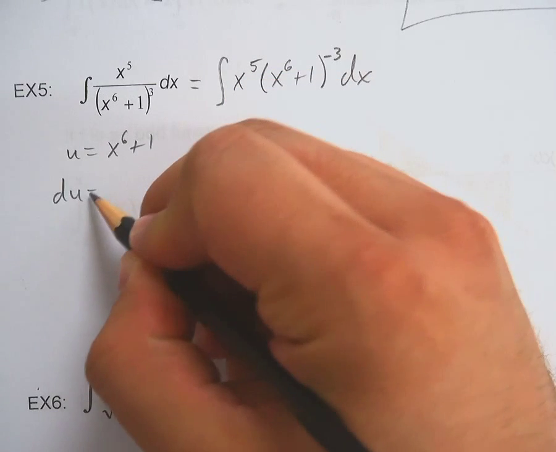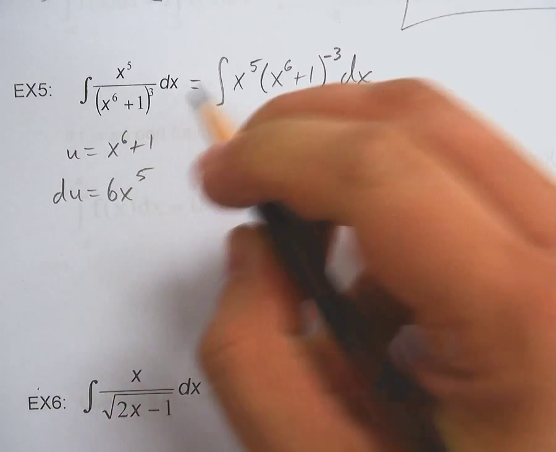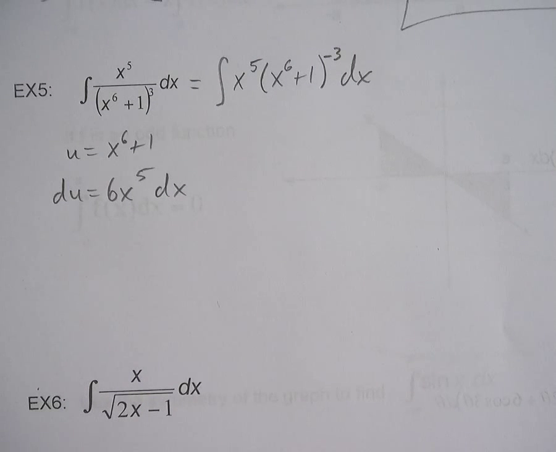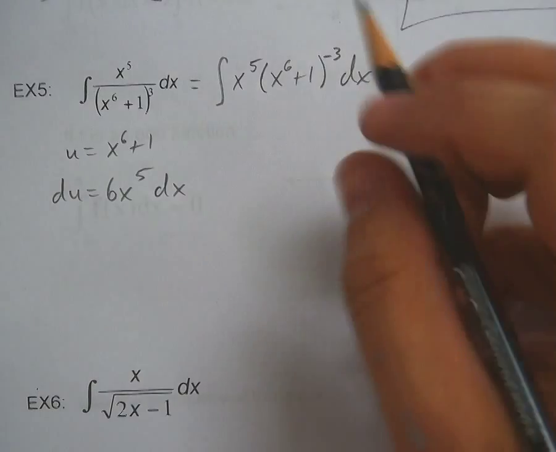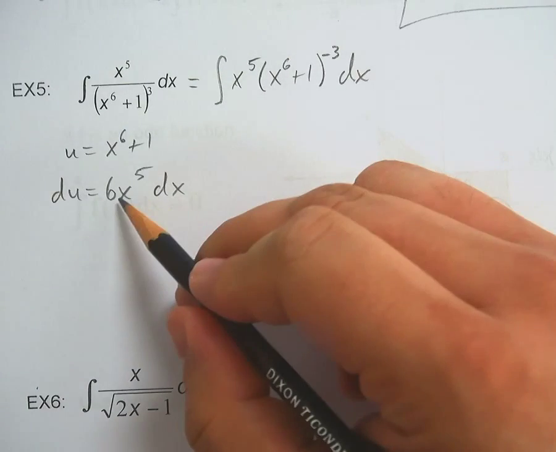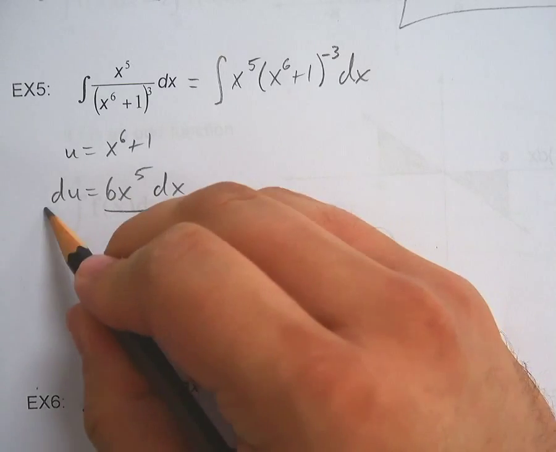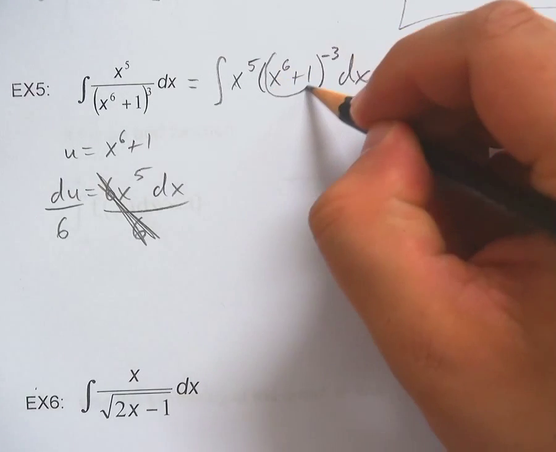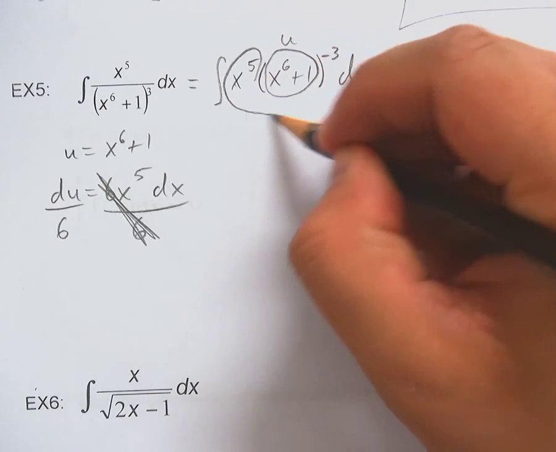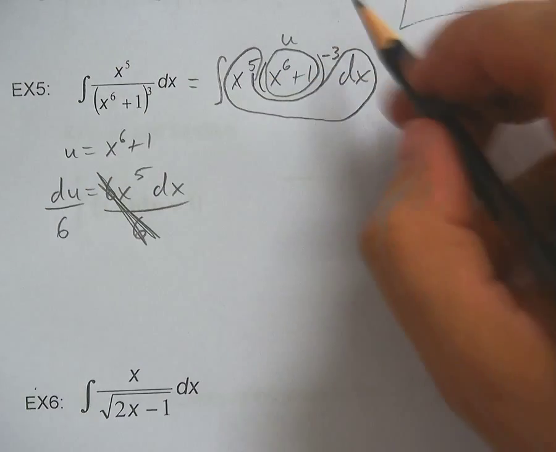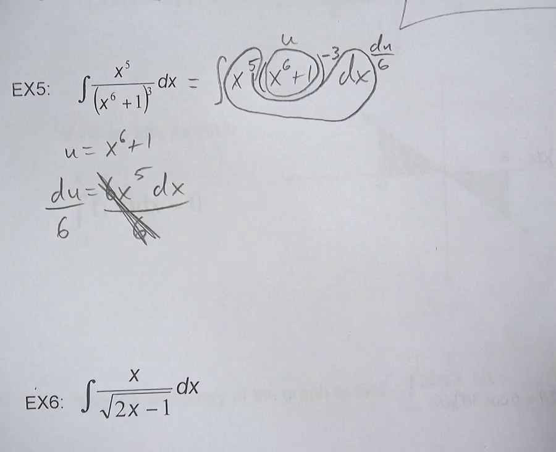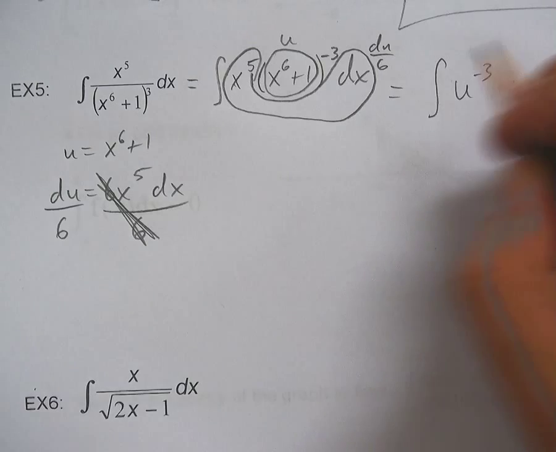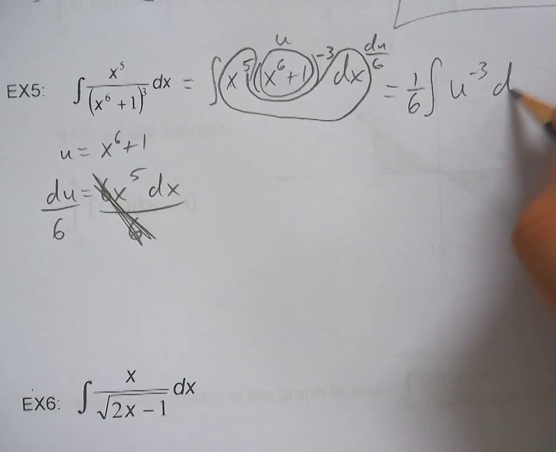So du is 6x to the 5th dx. And the only thing that's missing there, I have x to the 5th dx, fantastic. The only thing that's missing is the 6, so divide out the 6. All right, so this is going to be u, this is going to be du over 6. So I've got the integral of u to the negative 3. Bring that 1/6 out front, du.